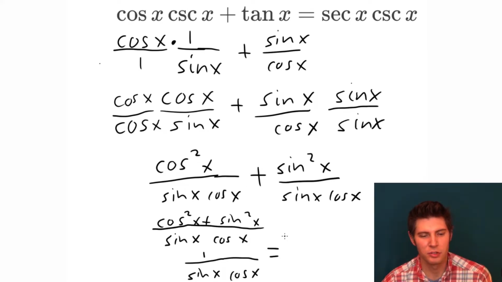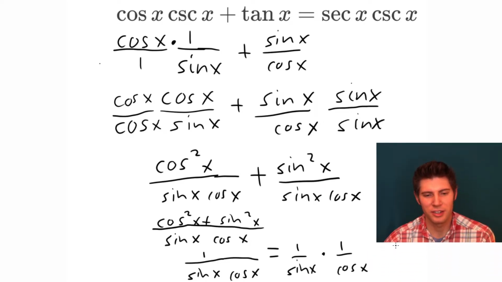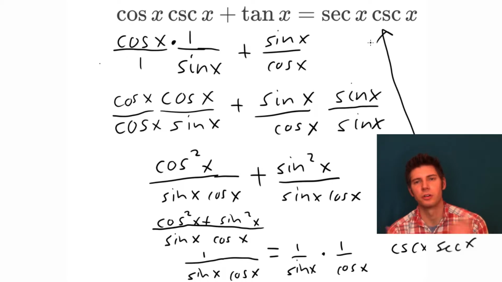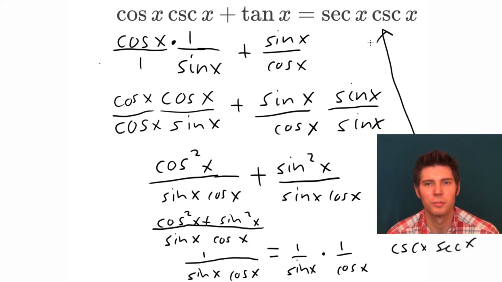But this is equal to, now we can split that into the multiplication of two separate fractions. So it's going to be 1 over sine x times 1 over cosine x. And then 1 over sine x is cosecant x. And 1 over cosine x is secant x. And this is basically what we have up here. You can just switch the order because once again, multiplication is commutative. Those are the steps for this one. I'll try to write smaller on the next one so they don't get so smushed.